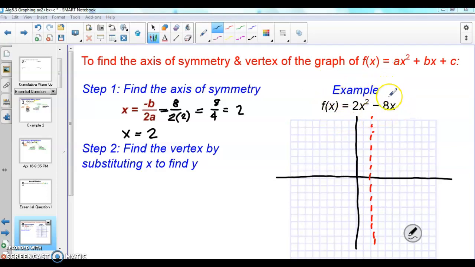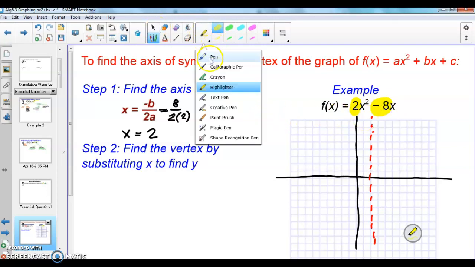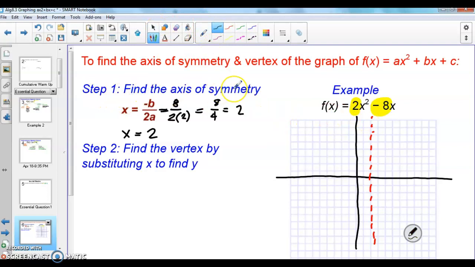In this example, we see a binomial because the value of c is equal to 0. So we said earlier that it's important to know what a and b are. So here, the value of your a is 2, while the value of your b is -8. So the b takes its sign. So first, find the axis of symmetry.